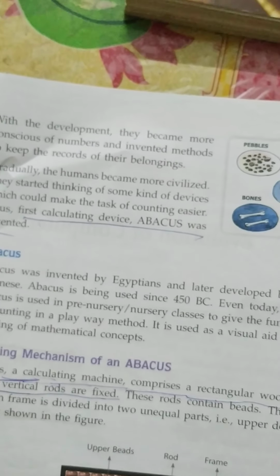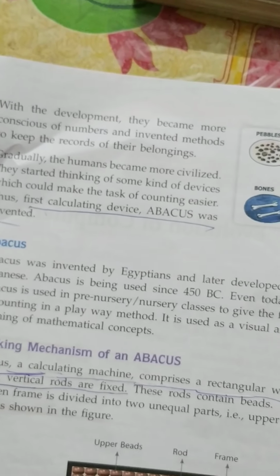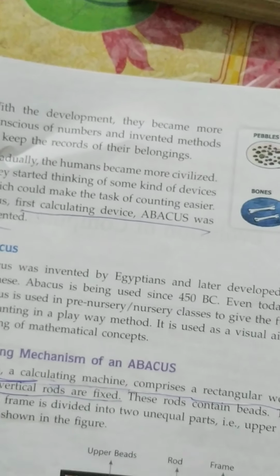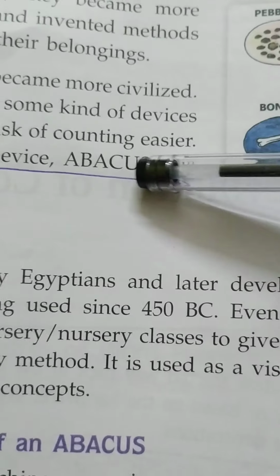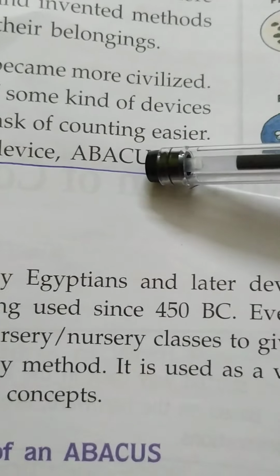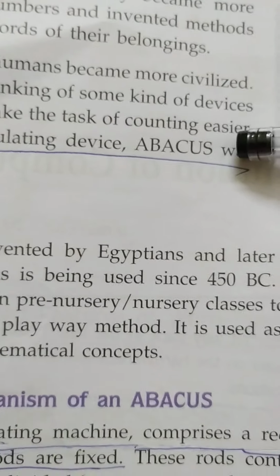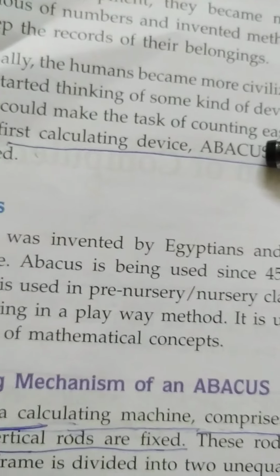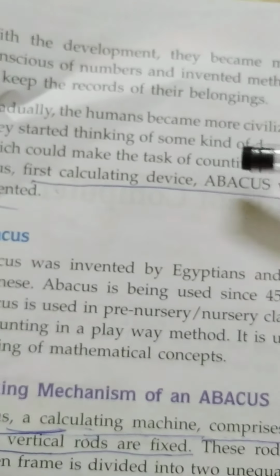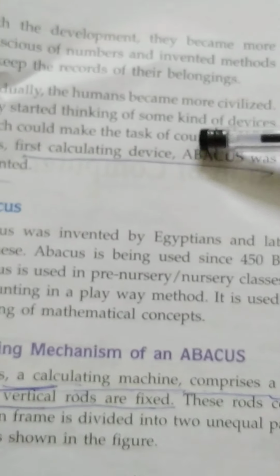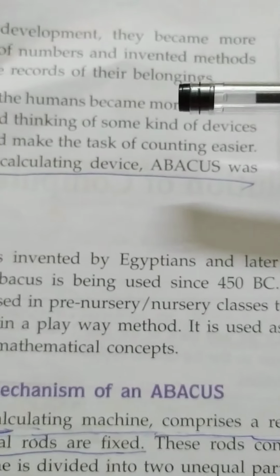Okay, the first calculating device was developed, that is abacus. That was the first calculating device, abacus. In abacus, all of you know that it's a counting device. It is used for counting and calculation. It is a different method that the abacus uses to do calculation.